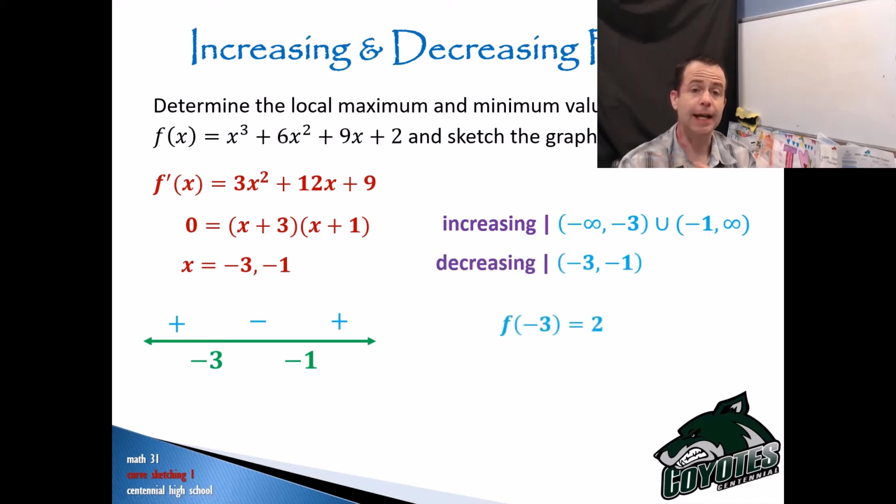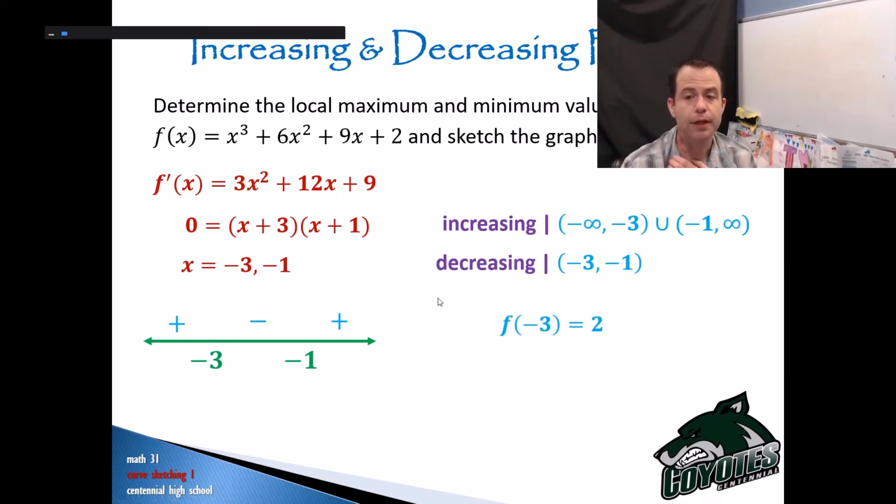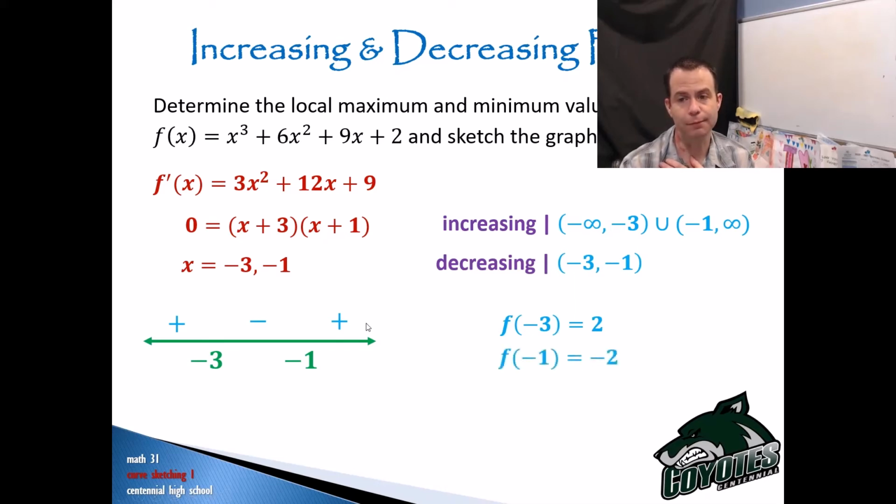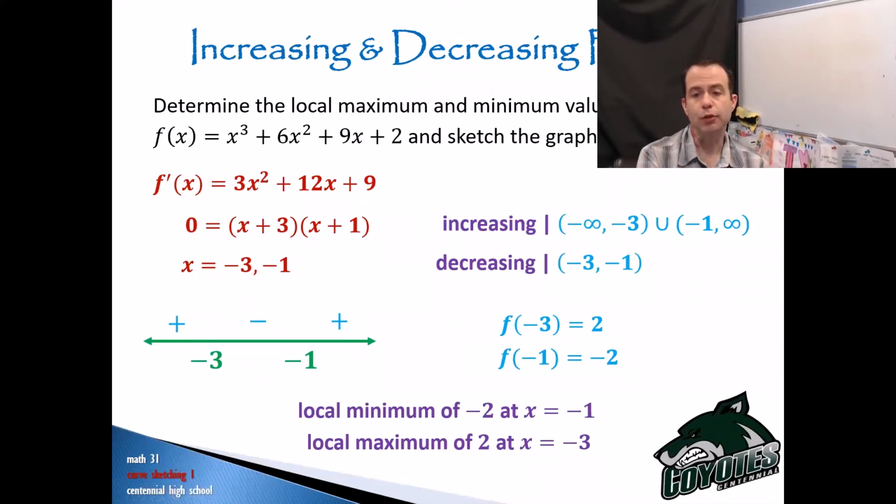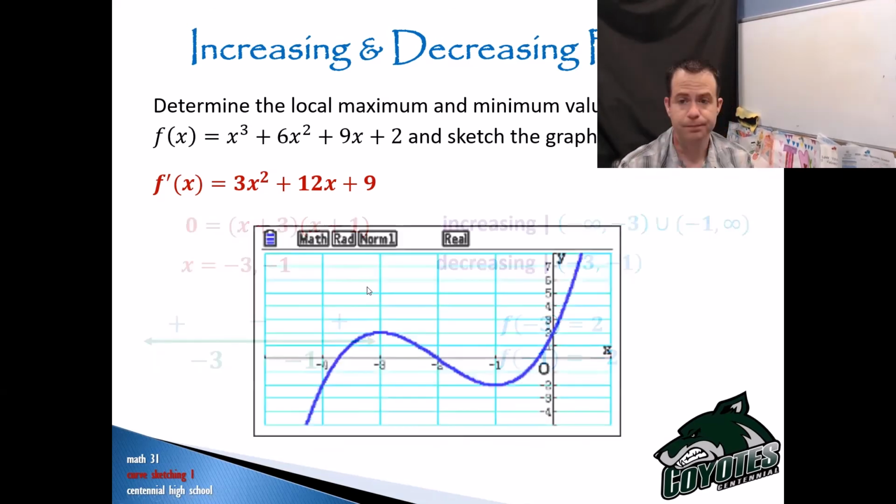Now I need to actually figure out those maximum and minimum points. So I plug in f of -3. Now remember, that's back to the original. I'm trying to figure out the points on the original equation. So I plug in f of -3, and that equals 2. I plug in f of -1, and that equals -2. And so I have a local minimum of -2 at x equals -1, and I have a local maximum of 2 at x equals -3.